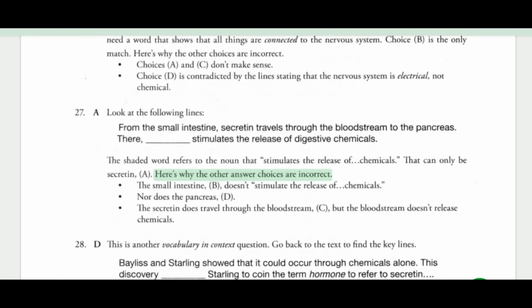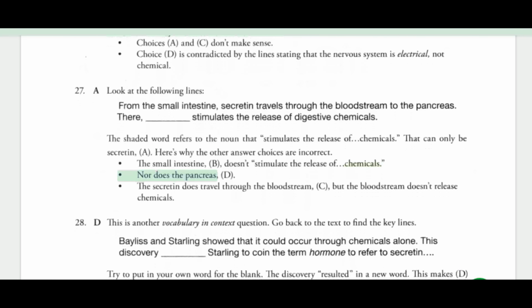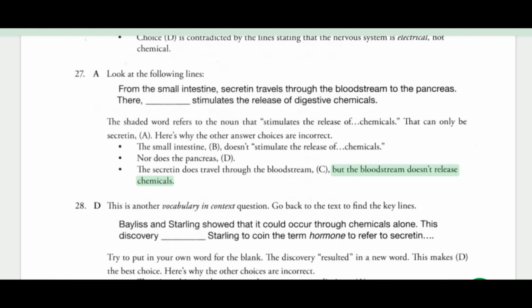Here's why the other answer choices are incorrect. The small intestine, B, doesn't stimulate the release of chemicals, nor does the pancreas, D. The secretin does travel through the bloodstream, C, but the bloodstream doesn't release chemicals.